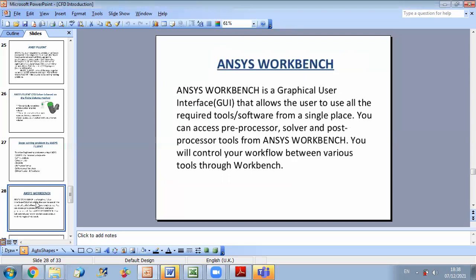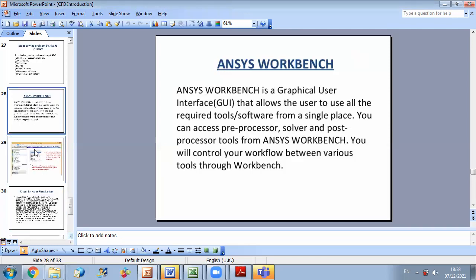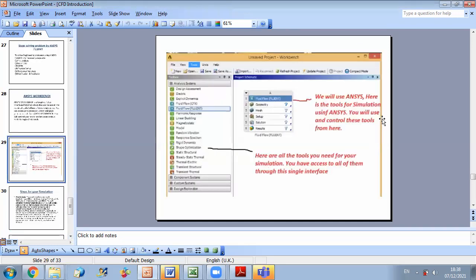Now, ANSYS Workbench is a graphical user interface that allows the user to use all the required tools, software from a single place. You can access the preprocessor, solver, and post-processor tools from ANSYS Workbench, and you can control your workflow between various tools through Workbench. So here, this is the interface that you will have. So the symbol of ANSYS Workbench is this one.